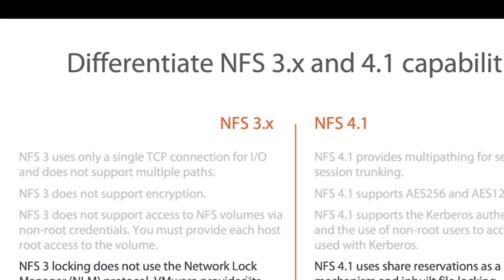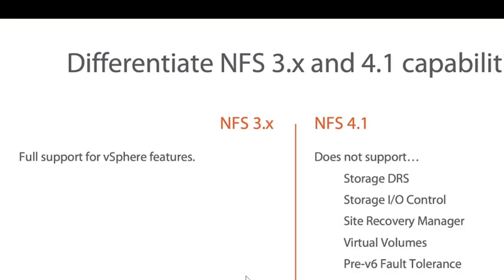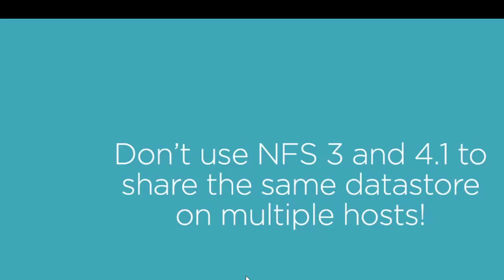So NFS 4.1 is a better version, but in real life I don't see anyone using this version, because NFS 3.x fully supports vSphere features like HA and DRS, and on the other hand NFS 4.1 does not support Storage DRS, Storage I/O Control, Site Recovery Manager and Virtual Volumes, and pre-version 6 Fault Tolerance. So NFS 4.1 still does not support these features. So don't use NFS 3 and 4.1 to share the same data store on multiple hosts.